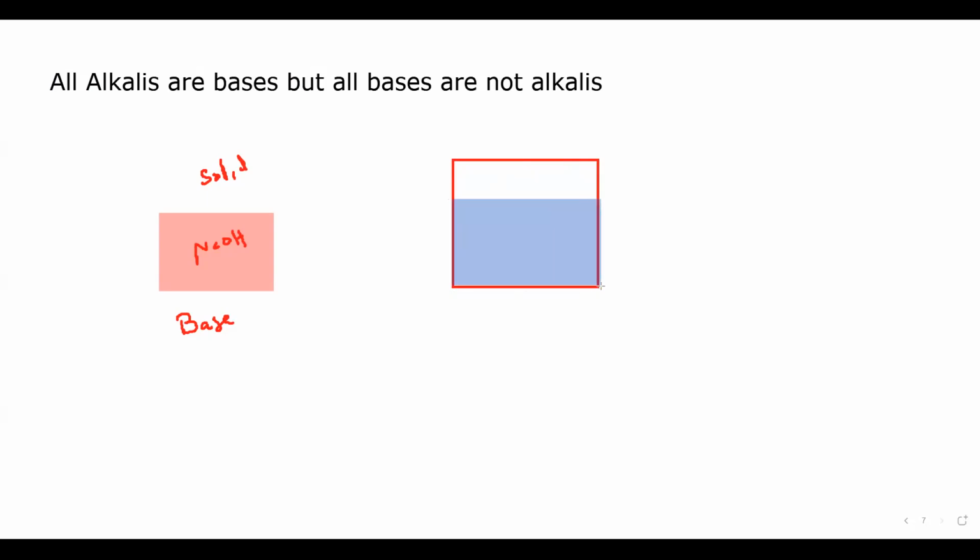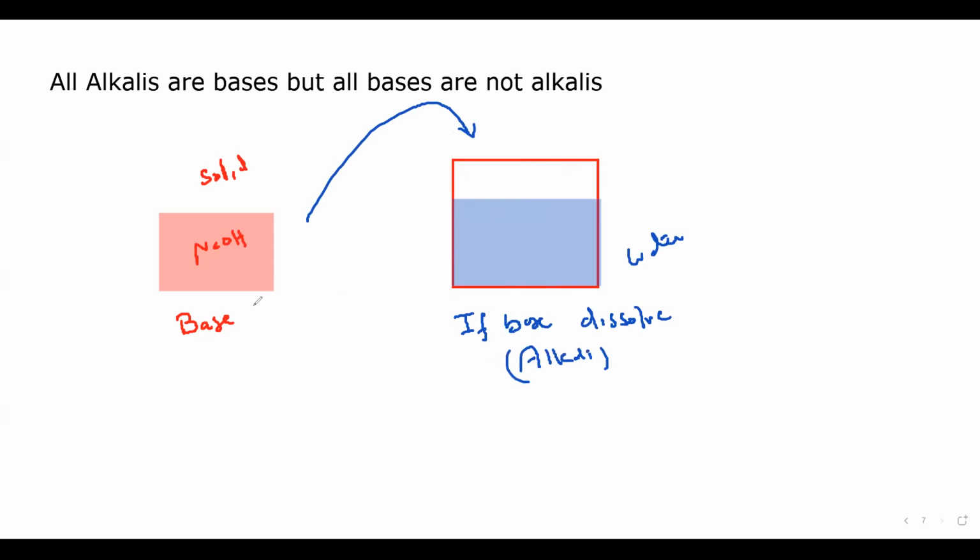So we fill this container with water, and we add this base to the water. When we add this base to water, if it dissolves, if the base dissolves or disappears, what we call that is alkali. So sodium hydroxide is a base as well as an alkali. But what happens with, for example, magnesium hydroxide or calcium hydroxide?